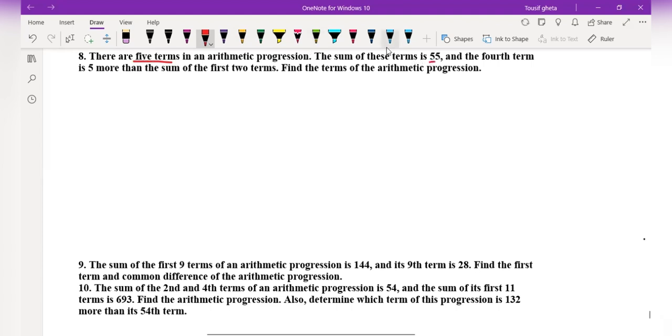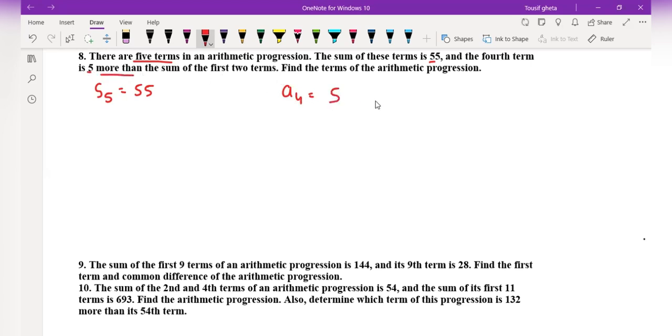Sum of these terms. Total कितने terms है? 5 terms है. इनका sum कितना है? 55. That means S5 का value है 55. Fifth term नहीं बोले, sum of 5 terms बोले. Okay, there are 5 terms in arithmetic progression and the sum of these terms, बोले तो ये 5 term का sum है 55. That means S5 is equal to 55. Okay, and they gave the fourth term. So I'll take it as A4 is equal to 5.